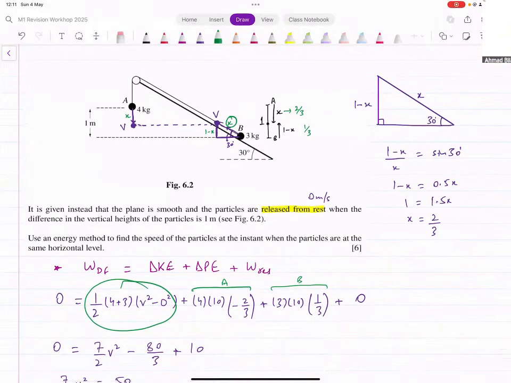I think we'll have a look at that. In fact, there's no resistance. It's a smooth surface. There is no resistance, so that's just going to be 0. So the only complication is how to find change in potential energy because we do not know how much the particles are moving in the vertical direction.